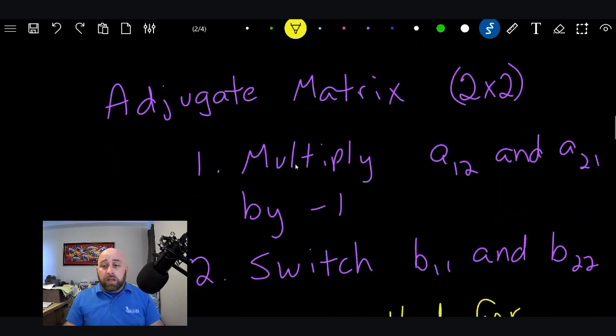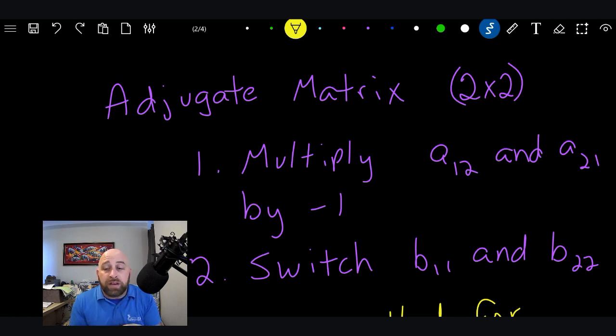All right. Now, the next word that it goes over in your book, and this is on page 305 near the bottom of the page, is called the adjugate matrix. The adjugate matrix. What is that? Well, the adjugate matrix is basically a shortcut to finding the inverse matrix, okay?